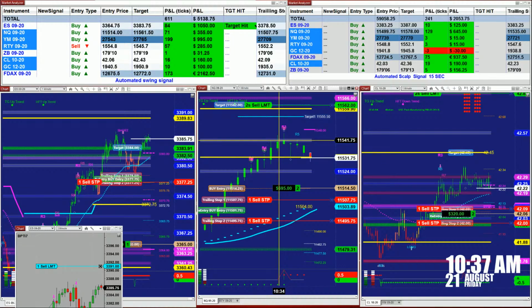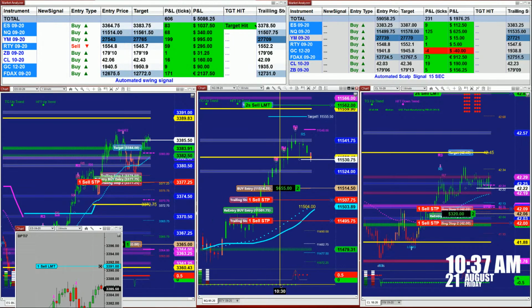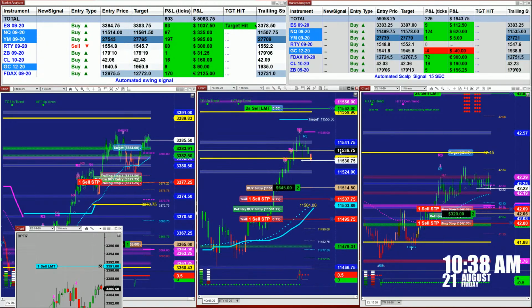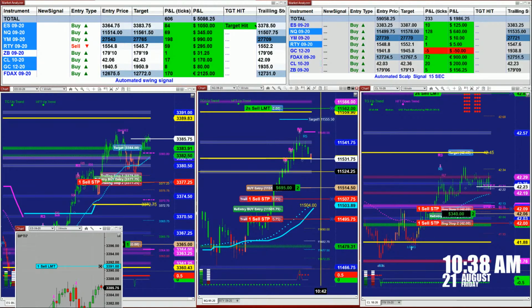Now here is the story on the pullback with the Nasdaq. It's a little bit nasty. If we experience a drop on that, the first drop is going to be at 524.25.